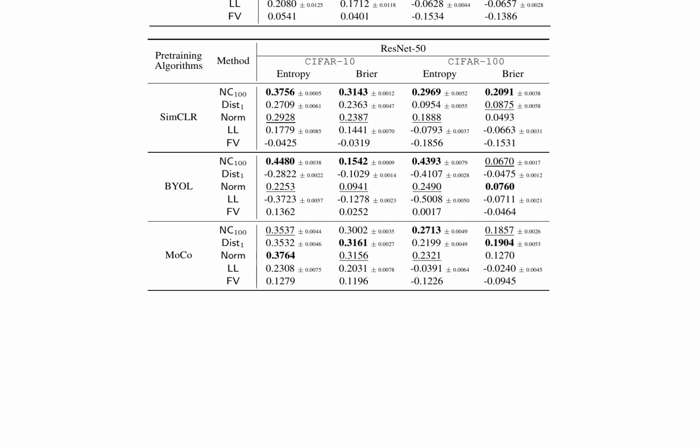These results suggest that the proposed NC100 metric is a reliable indicator of downstream task performance and can be effectively utilized for pre-training algorithm selection. The consistent outperformance of NC100 across different architectures and datasets underscores its robustness and generalizability.